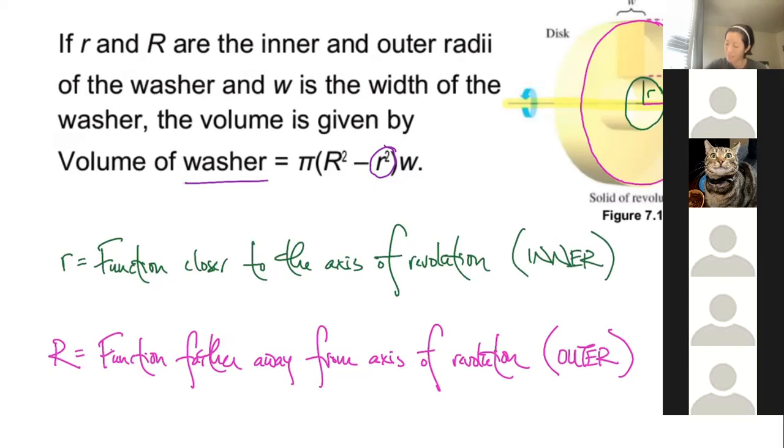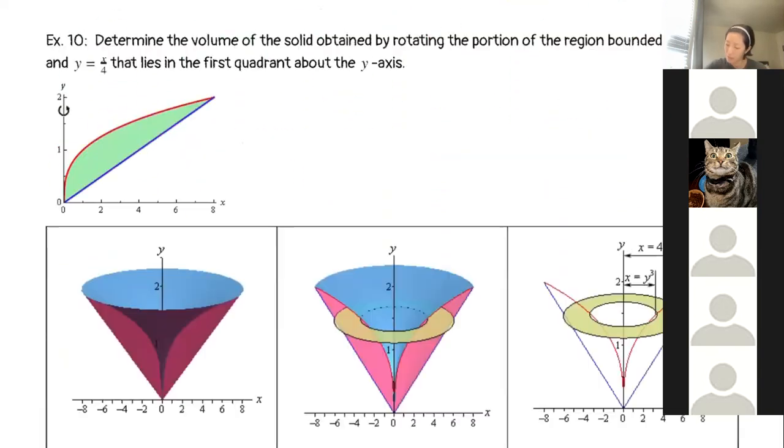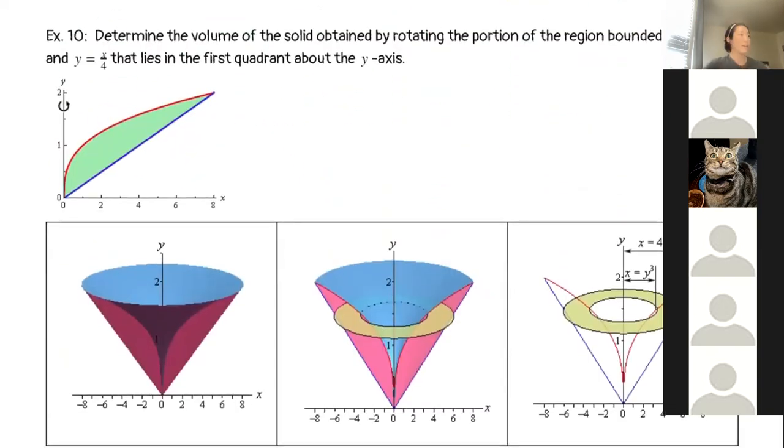All right, let's see if we can talk through this question before we take off for the day. So example 10 will be our last example today, and then we'll finish it up on Wednesday. Example 10 says, determine the volume of the solid obtained by rotating the portion of the region bounded by y equals the cube root of x and y equals x over 4 that lies in the first quadrant about the y-axis. And so I've got my axis of revolution right here.